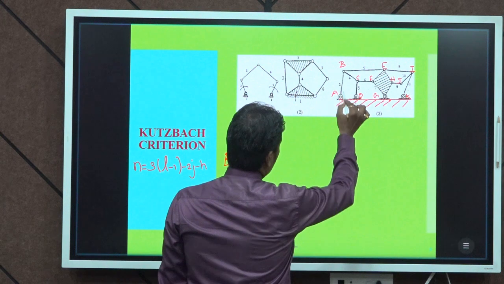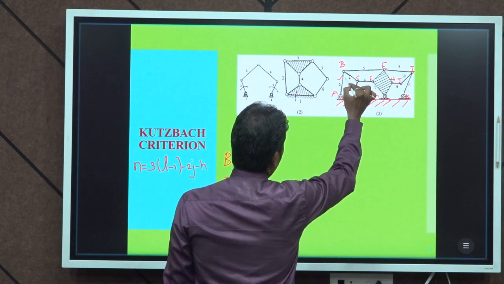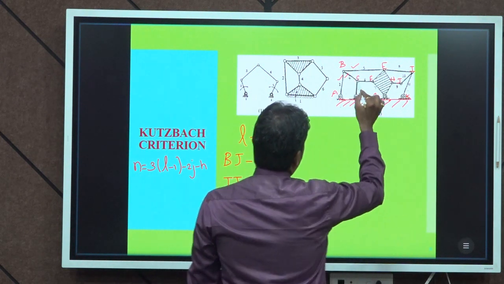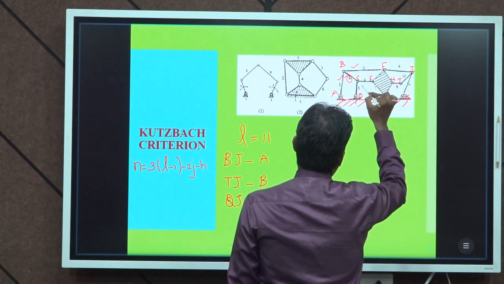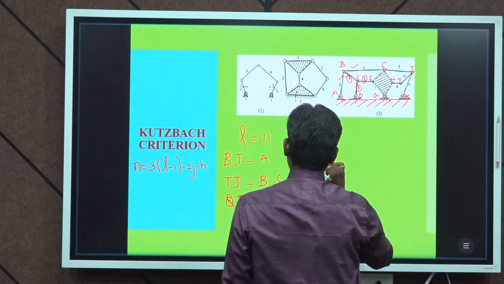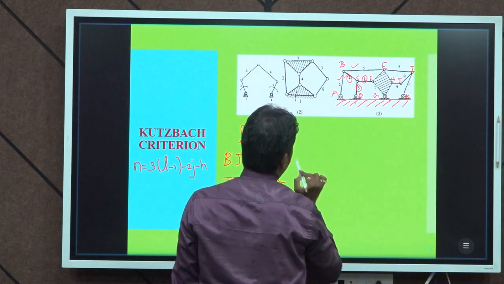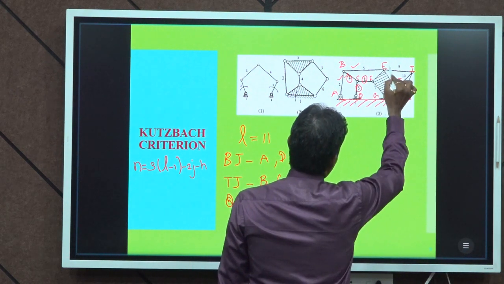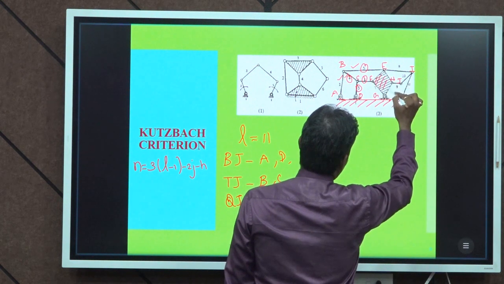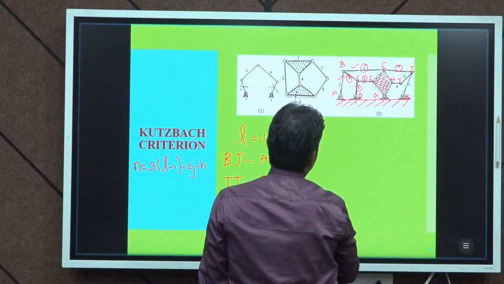Point A is connected with 1 and 2, this is a binary joint. Point B is connected with 2, 4 and 5, so this is a ternary joint. C is connected with 4, 3 and 6, so this is also a ternary joint. The next one D is connected with 3 and 1, so it is a binary joint. Next one is E, connected with 5, 7 and 8, so this is a ternary joint.